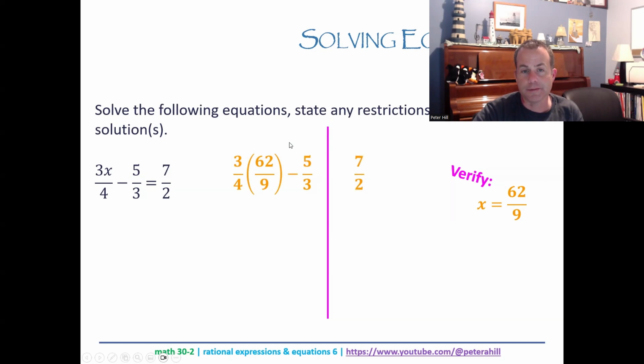So I've got the left side all set up. The right side is just going to be 7 over 2, so I actually don't have to do anything with that guy. All right, so what I want to do first here is see if I can make my life just a little simpler by reducing.